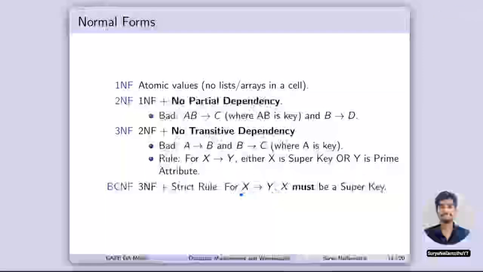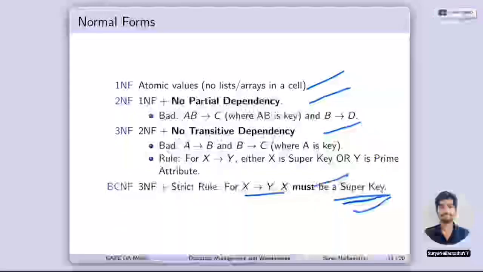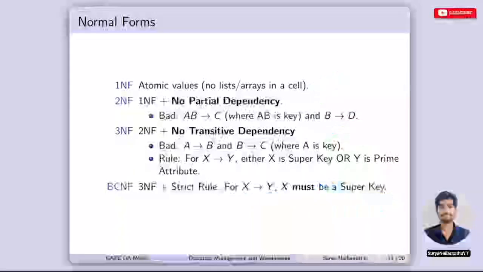The rule is X determines Y. In the X to Y functional dependency, X must be a super key. We need to check whether X is a super key or not. In that case, BCNF will be valid. So this way we check 1NF, then 2NF, and after the 3NF check, we go to BCNF.